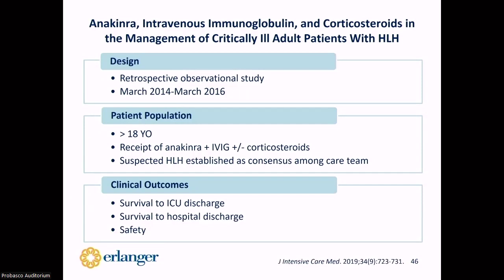So let's look at an anakinra study. This was published in 2019 in the Journal of Intensive Care Medicine. It looked at giving anakinra, intravenous immunoglobulin or IVIG, and corticosteroids in critically ill patients with HLH. This was a retrospective observational study from 2014 to 2016 that included adult patients that had suspected HLH based off the consensus of the care team. So this included things like oncologists and rheumatologists as well as their intensivists. For clinical outcomes, they looked at survival to ICU discharge, survival to hospital discharge, and safety. What I love about this study is that they didn't mandate that they had to have all 5 of the HLH 2004 criteria.